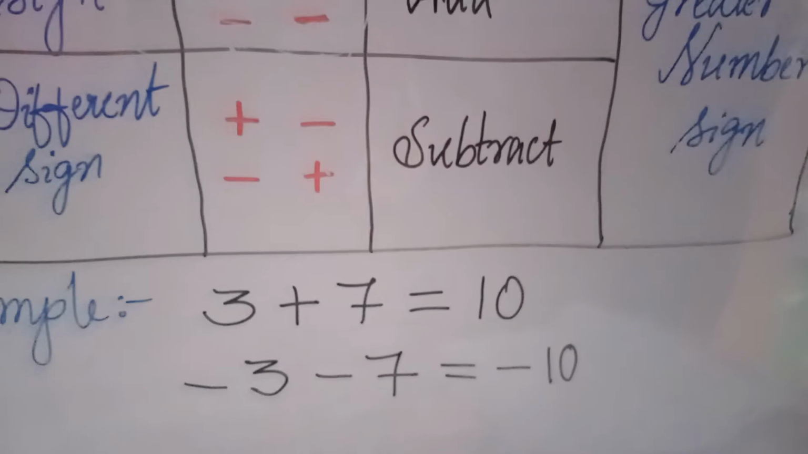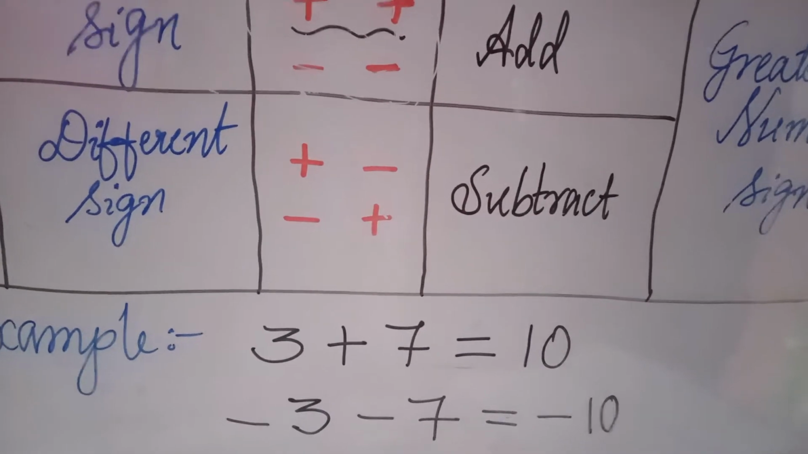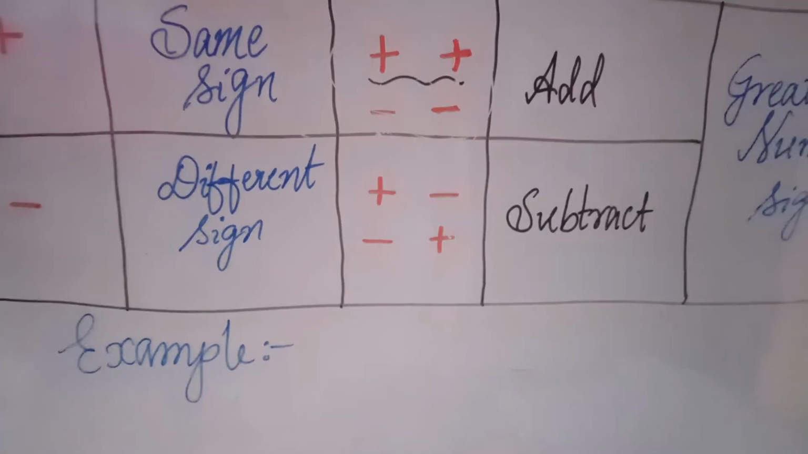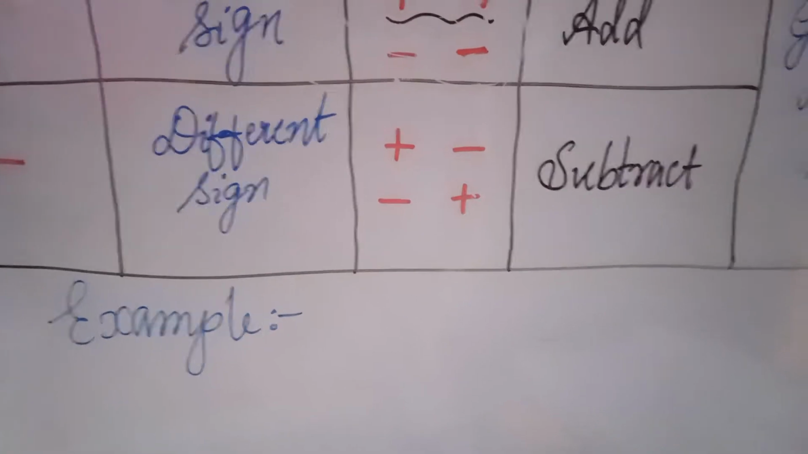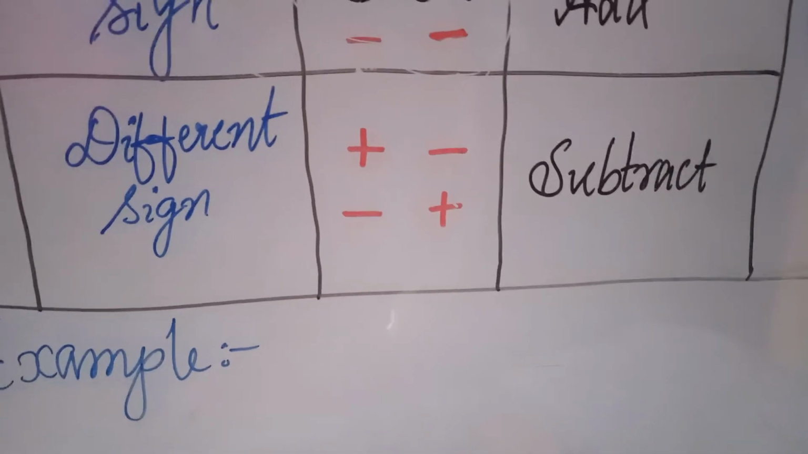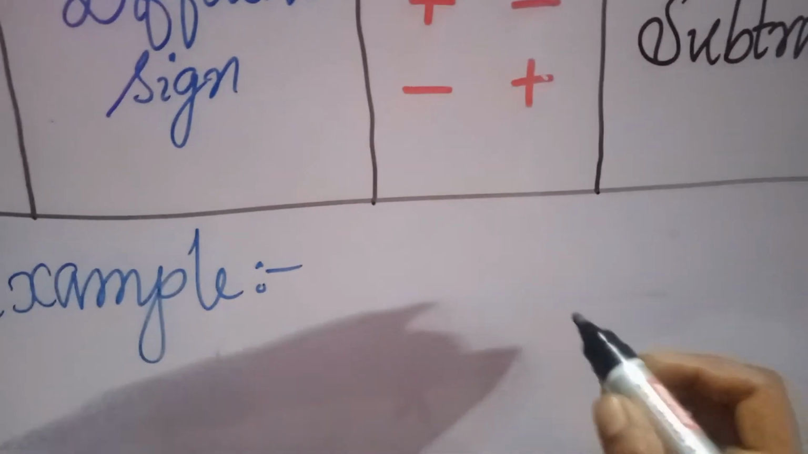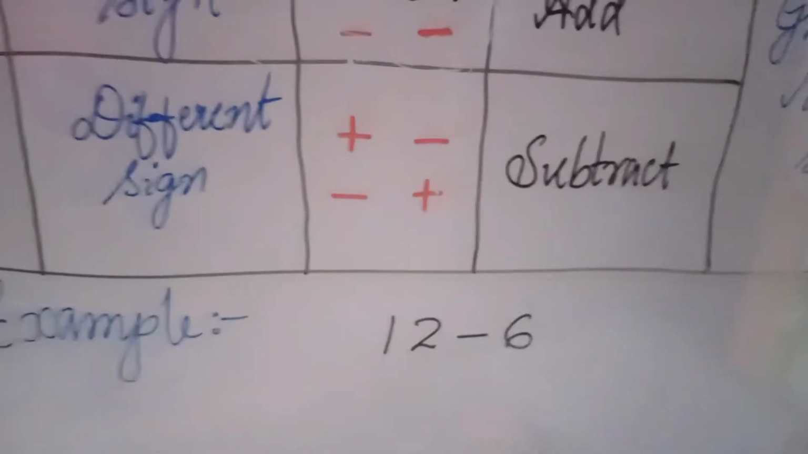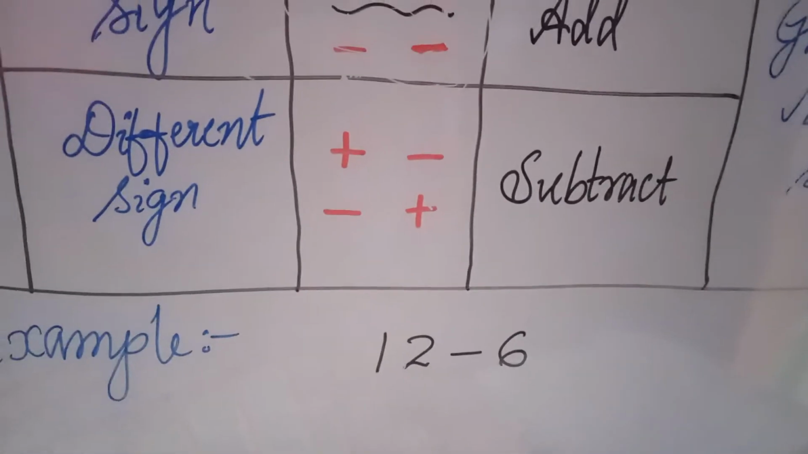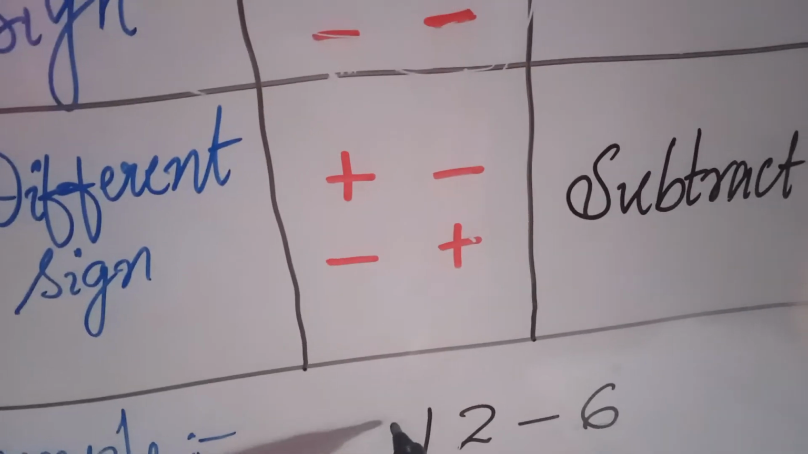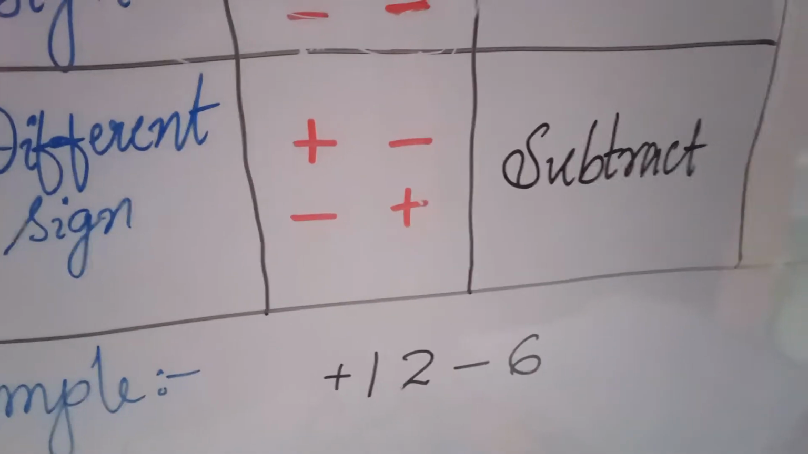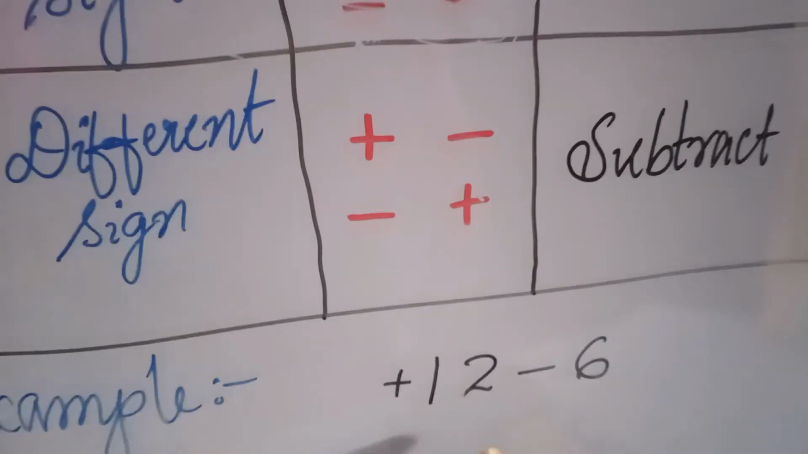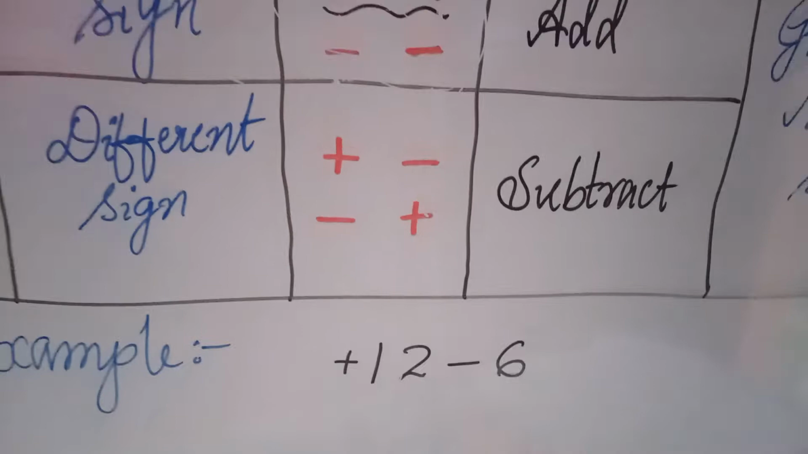Next, let me show you what you are supposed to do when you have different signs. So far we have seen what to do when we have the same sign. Now let us take two different signs and see what we get. For example, 12 minus 6. You can clearly see this 12 does not have any sign, so this 12 is a positive integer, and the 6 has a negative sign, so it is a negative integer. In between these two numbers we have the minus sign. What do we have to do?